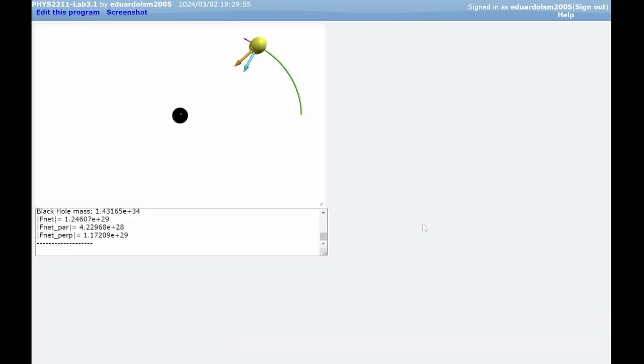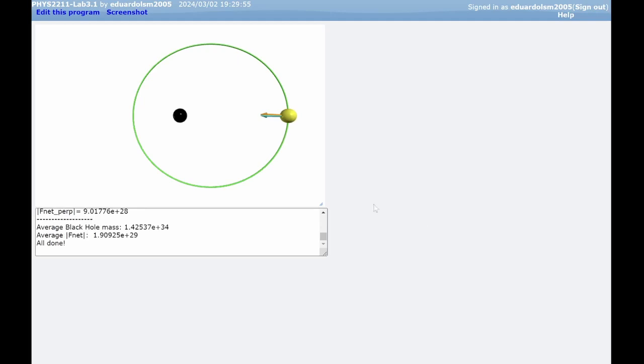Here we can see the simulation running. And this is the value we're going to use for the mass of the black hole in the next step.